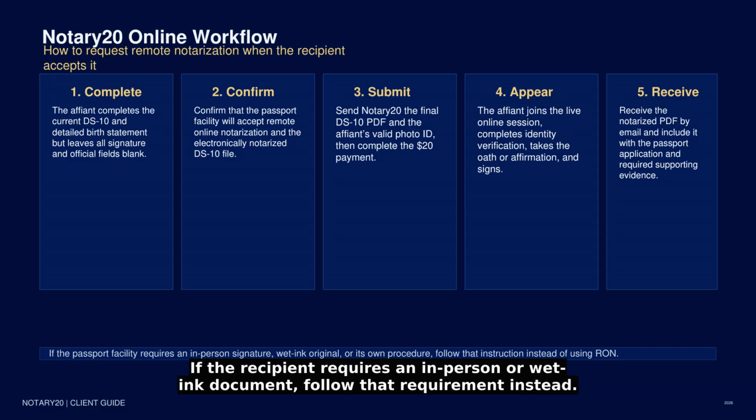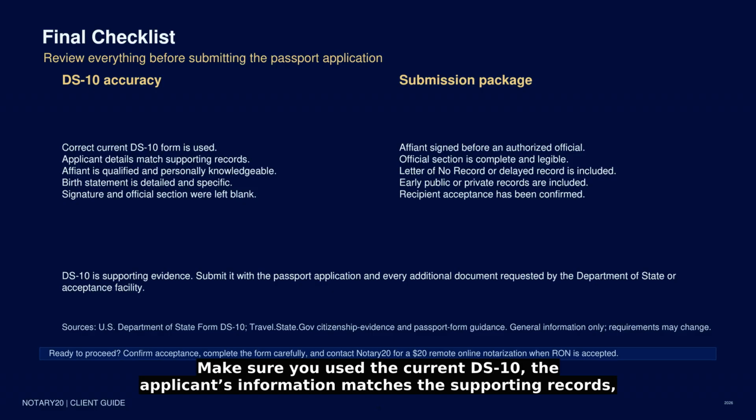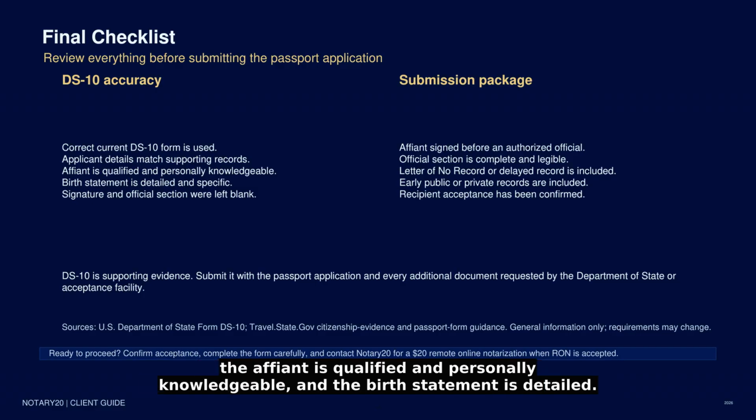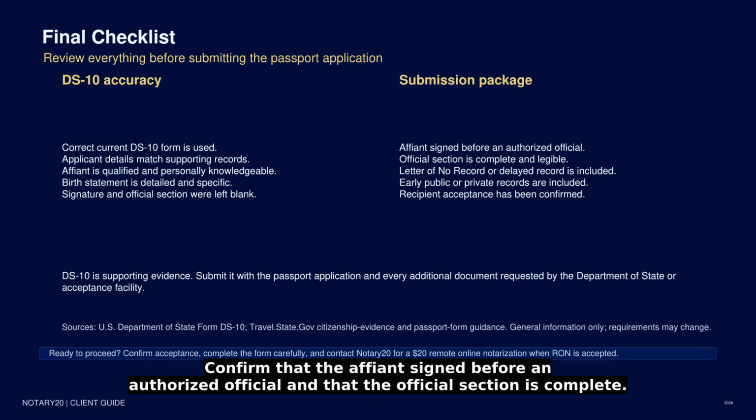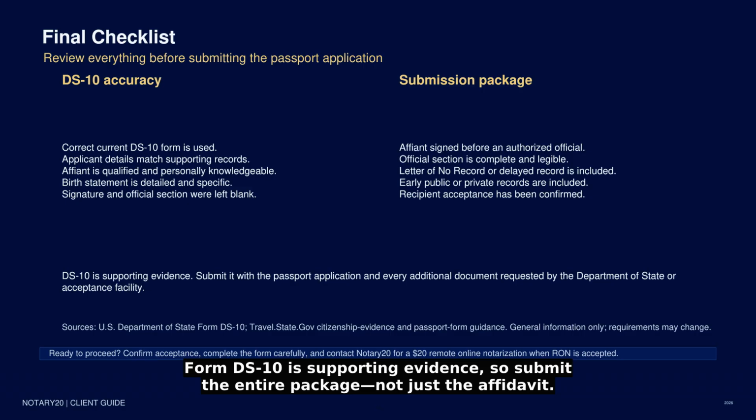Before submitting the application, check everything one last time. Make sure you use the current DS-10. The applicant's information matches the supporting records. The affiant is qualified and personally knowledgeable, and the birth statement is detailed. Confirm that the affiant signed before an authorized official and that the official section is complete. Add the letter of no record, delayed birth record, early records, and any other evidence requested. Form DS-10 is supporting evidence, so submit the entire package, not just the affidavit.